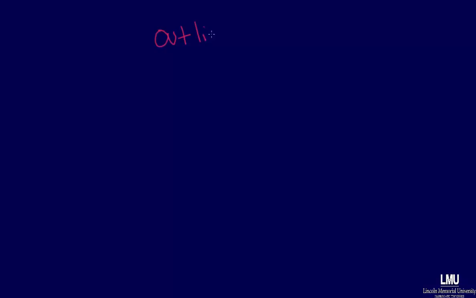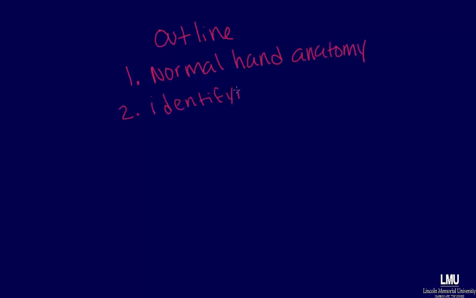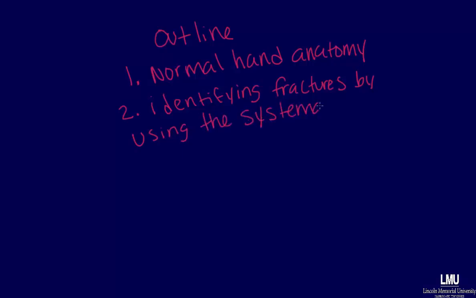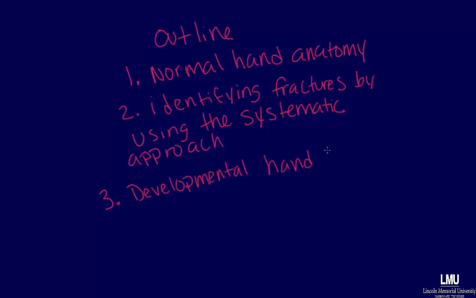The outline for this lecture is as follows. First, we'll talk about normal hand anatomy. Second, I'll talk about identifying fractures by using the systematic approach. And last, I'll talk about developmental hand anatomy.